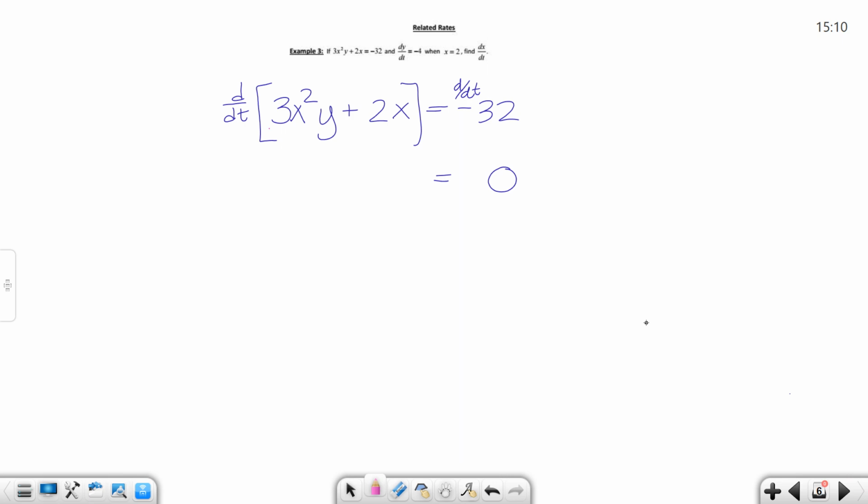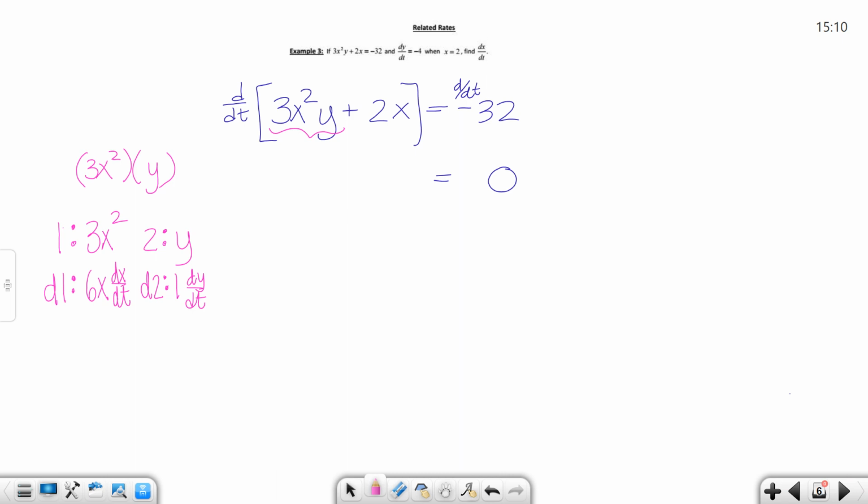We'll use pink. I'm going to call this function here, the 3x squared y, I'm going to write that in pink. That's actually a product rule problem. So you have a 3x squared times y. Now, when you take the derivative, you have to use the product rule with that one. Break it into two pieces. The derivative of the first function would be 6x dx dt, and the derivative of the second function would be 1 dy dt.